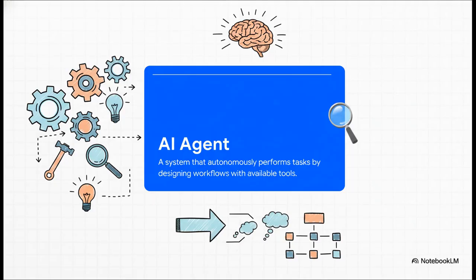This is where we make the leap from a simple LLM to what we call an AI agent. And what I love about this definition is that it's all about action. An agent isn't just a passive thing you ask questions to, it's an active partner. It can look at a goal you give it, design a workflow all on its own, and then pick up the right tools to actually get the job done for you.